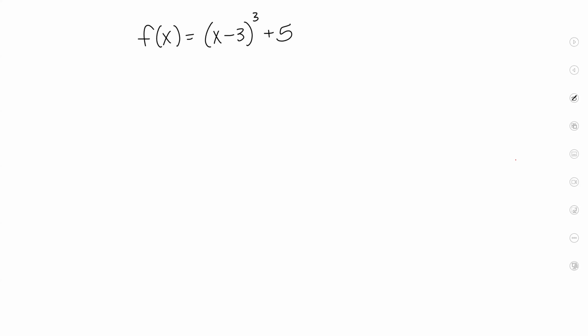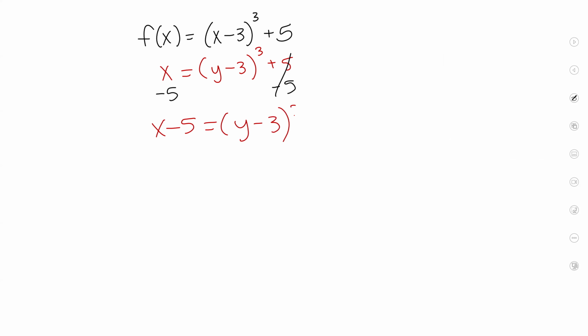All right, finding the inverse algebraically. First, we're going to switch x's and y's. And I'm going to solve for y. So first, you should have subtracted 5 from both sides. So you're left with x minus 5 equals y minus 3 cubed.